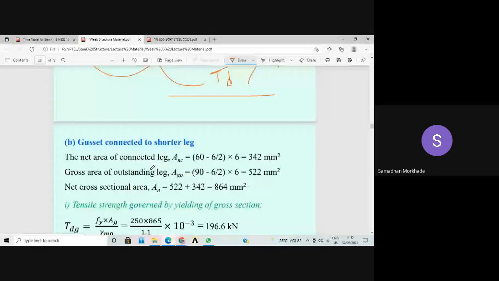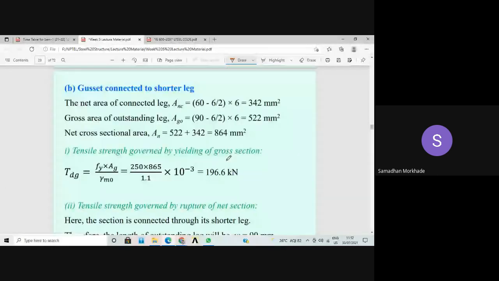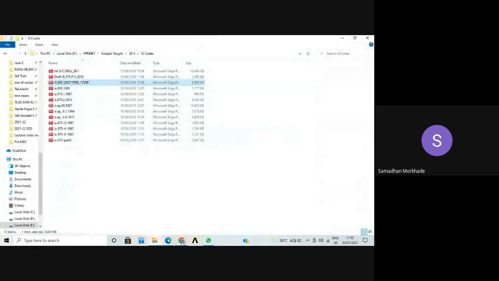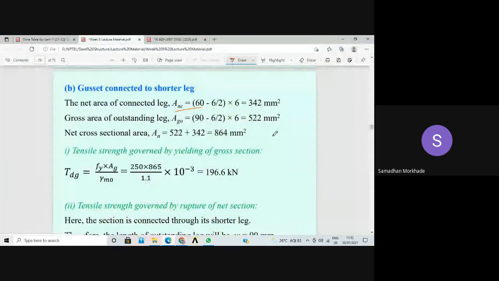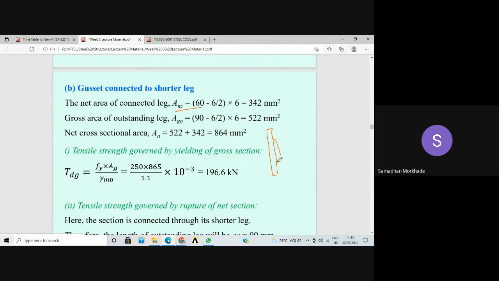In the same way, now you have to analyze the second case, when the shorter leg is connected to the gusset plate. Within just 5 minutes we are going to discuss this second case. Now just reverse. Imagine the situation. Now the shorter leg is connected. The shorter leg is 60. It is like this. 90 is outstanding.